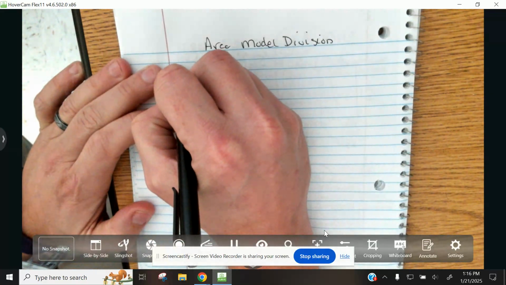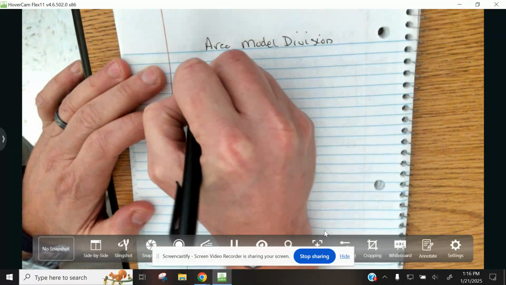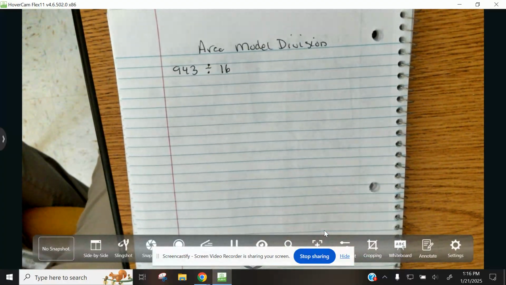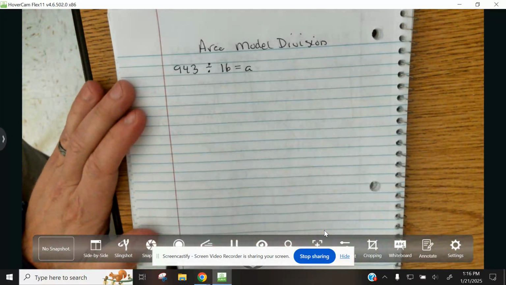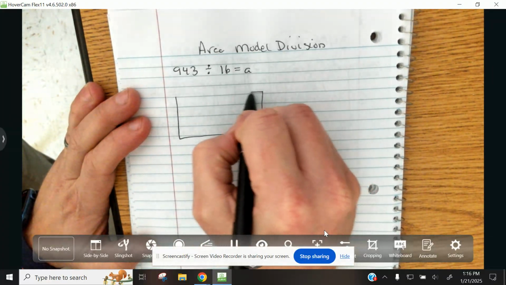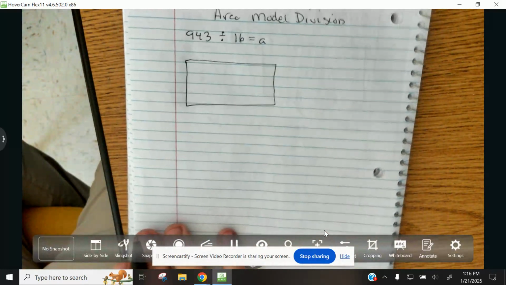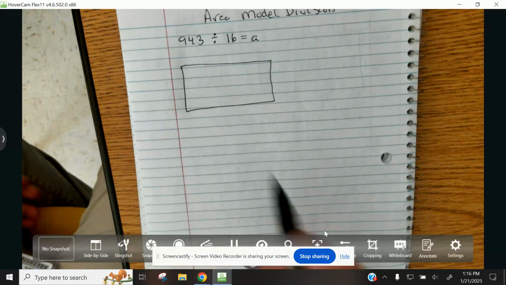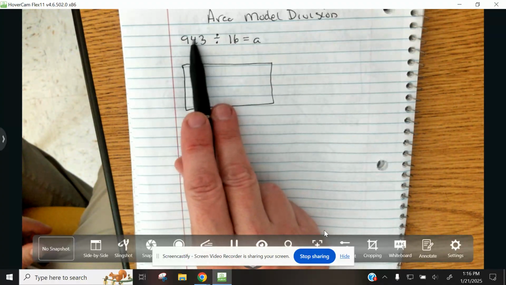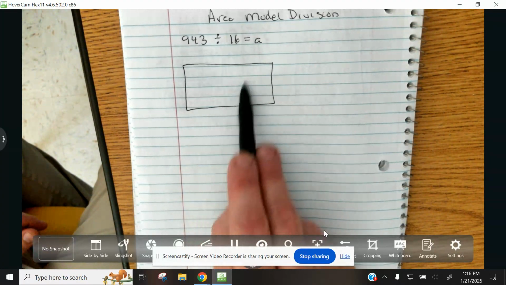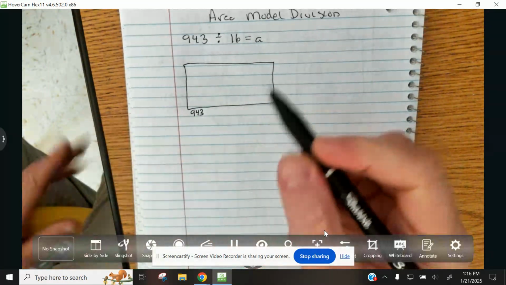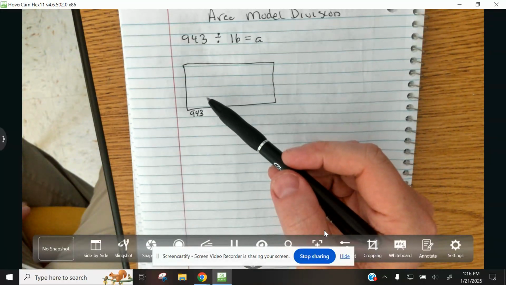Let's go with 943 divided by 16. That's the problem we're going to make, and we'll make it an equation equals A. First, we're going to make our area model. You want to make it decently big, but you don't have to make it huge. Now, where do the numbers go? The 943 is technically your area, the total area, which is what's inside the rectangle. But where we're going to put it is right down here, because what we're going to do to the area is decompose it. We're going to break it down.